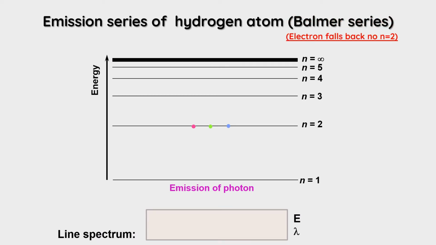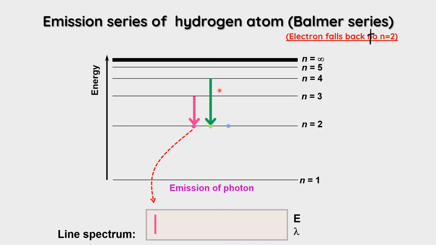In the Balmer series, the electron falls back to n=2. In the first electronic transition, the electron moves from n=3 to n=2. During this emission process, energy will be emitted from the reaction and it will appear as the red line in the line spectrum.